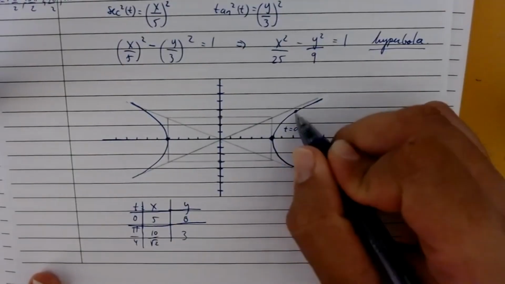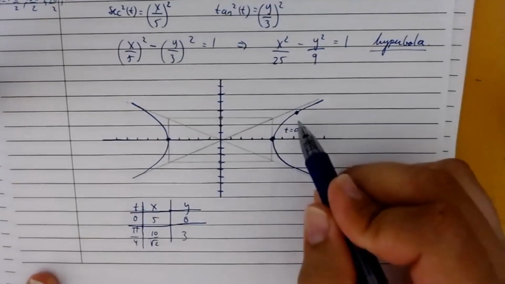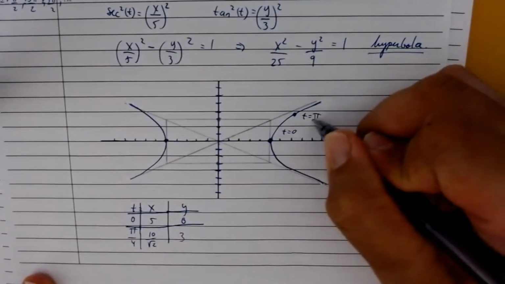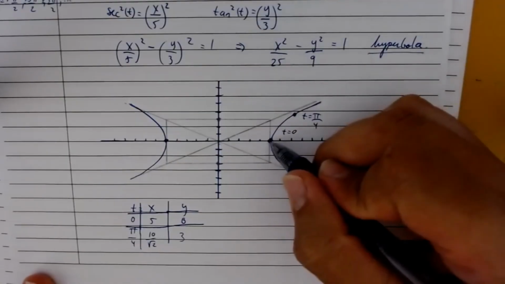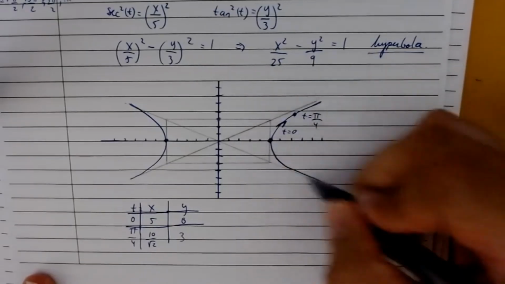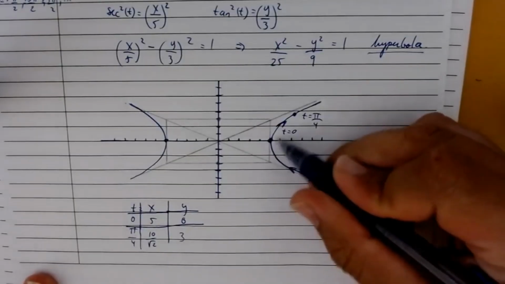Notice that's slightly above where I wanted it to be. Okay, so there we go. There's our point where t is equal to pi over 4. And that does give us our orientation. From 0 to pi over 4, we're going this way, which means that on this branch of the hyperbola, we're going from bottom to top.